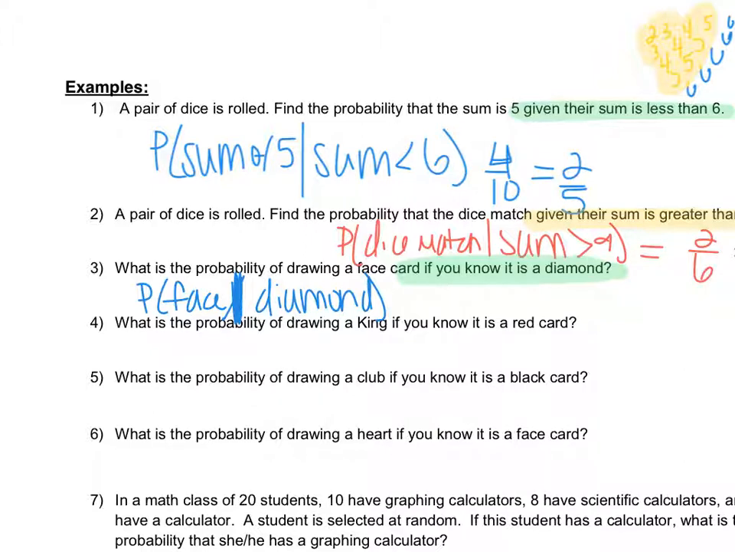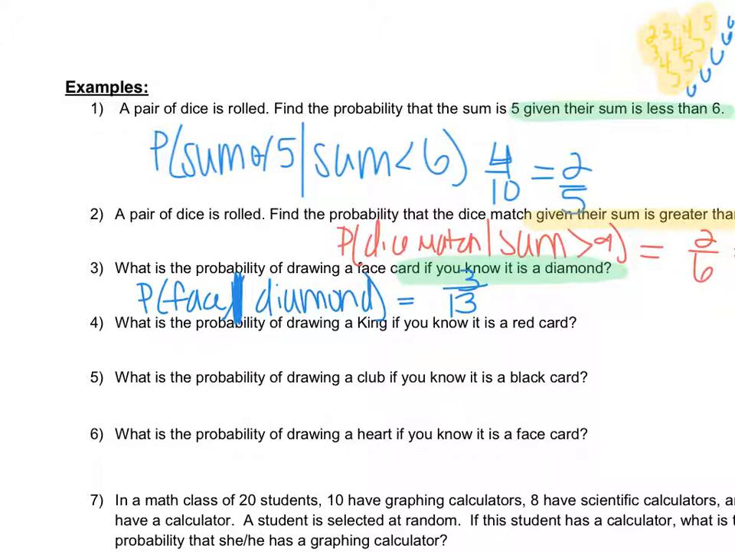Okay, so how many diamonds are there in a deck? 13. Out of those 13 diamonds, how many are face cards? Well, Jack, Queen, and King. So 3 out of 13. Okay, next example.